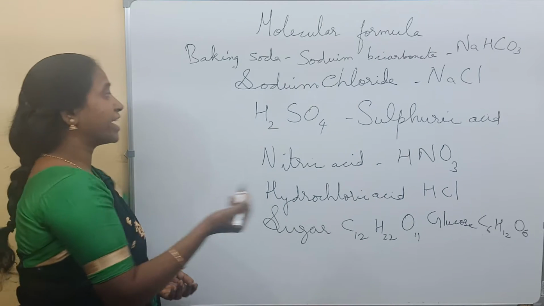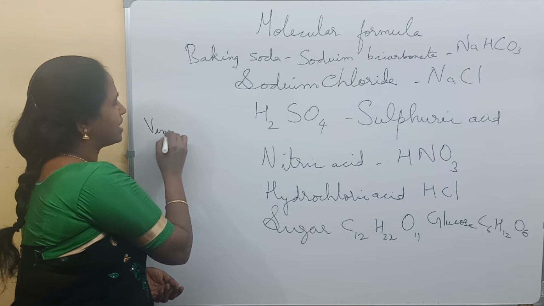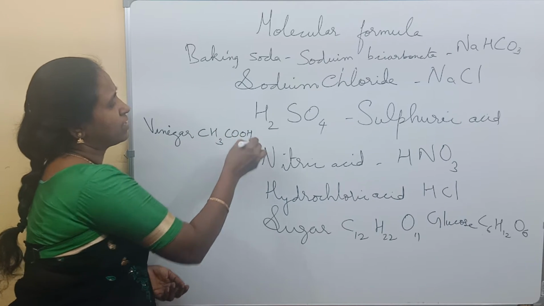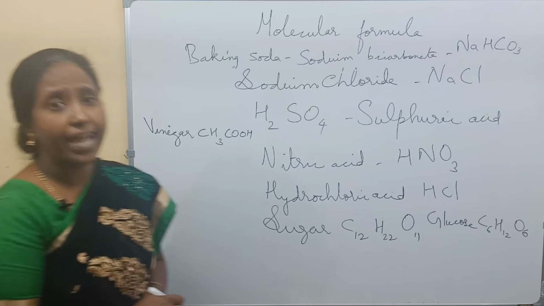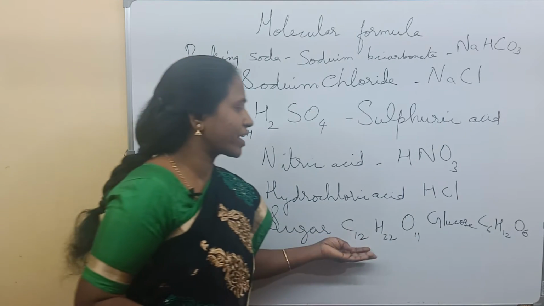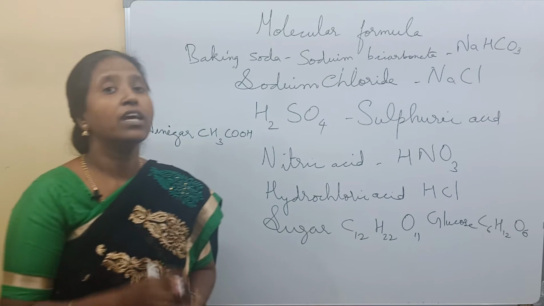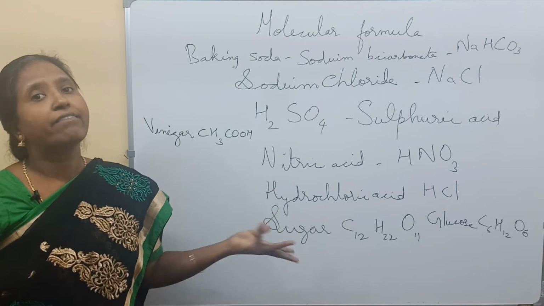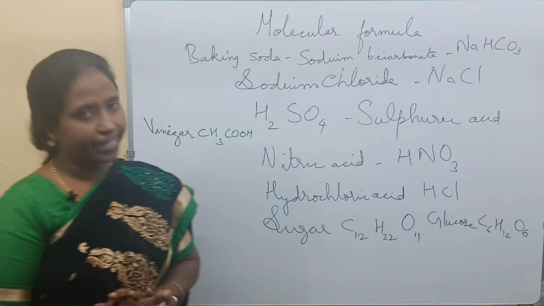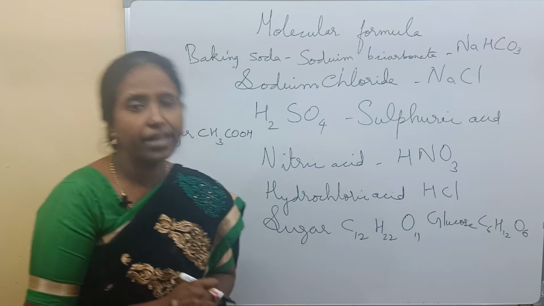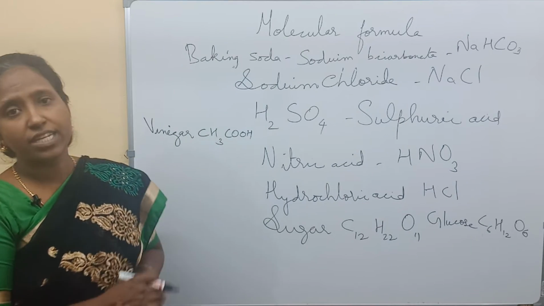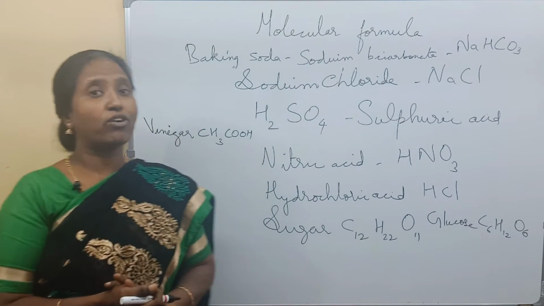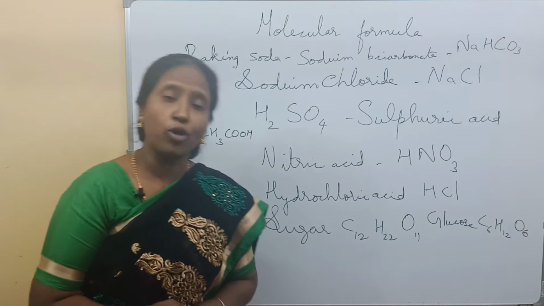And you have vinegar. Vinegar is called acetic acid, CH3COOH. This we call an organic compound. Organic means it contains carbon, hydrogen and oxygen. Organic compounds are generally those available in nature. So CH3COOH is acetic acid. By now you should have an idea of the usage of molecular formula.